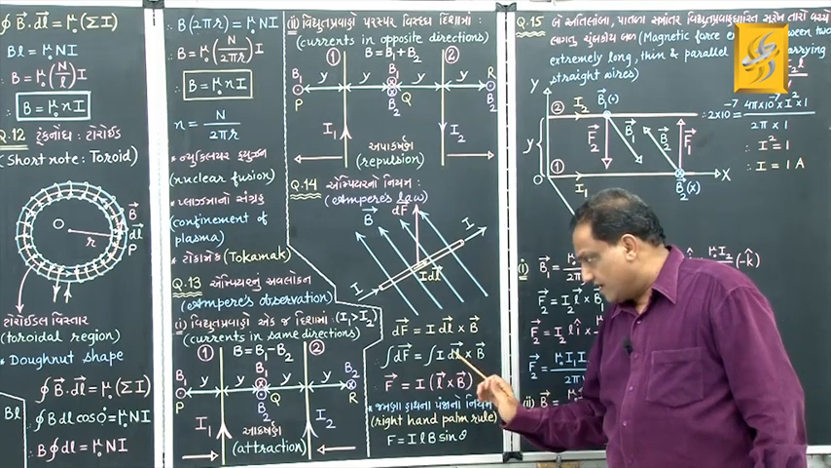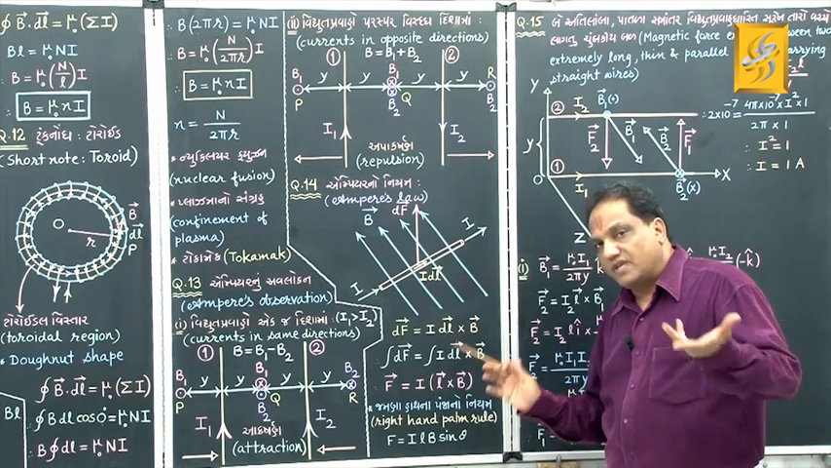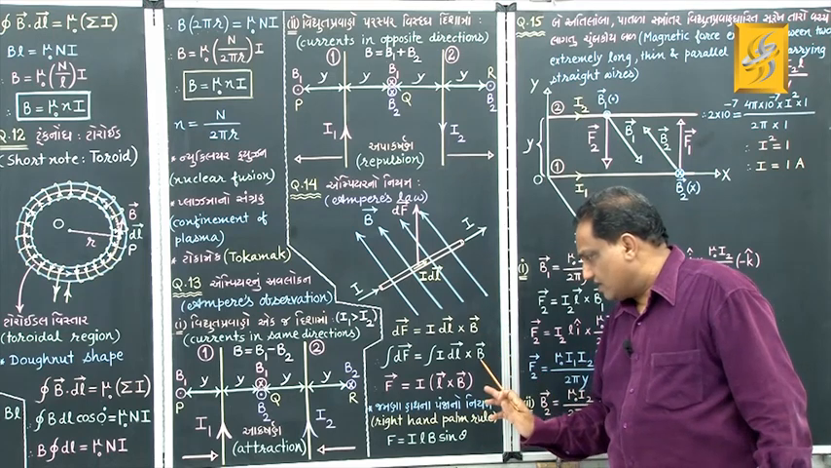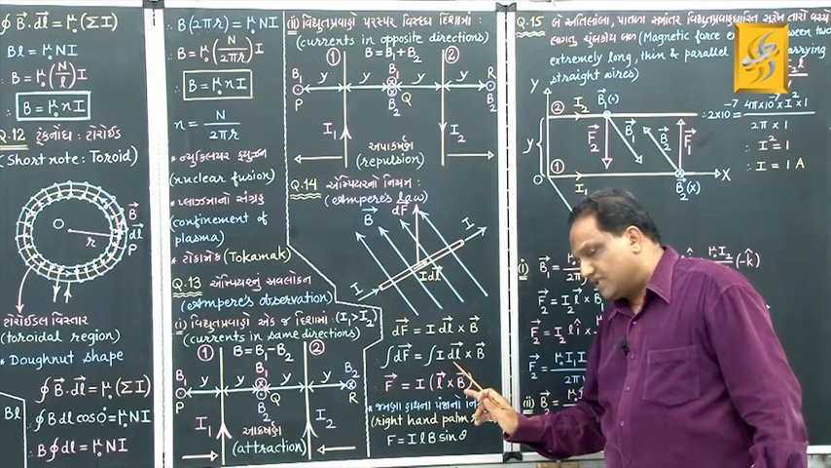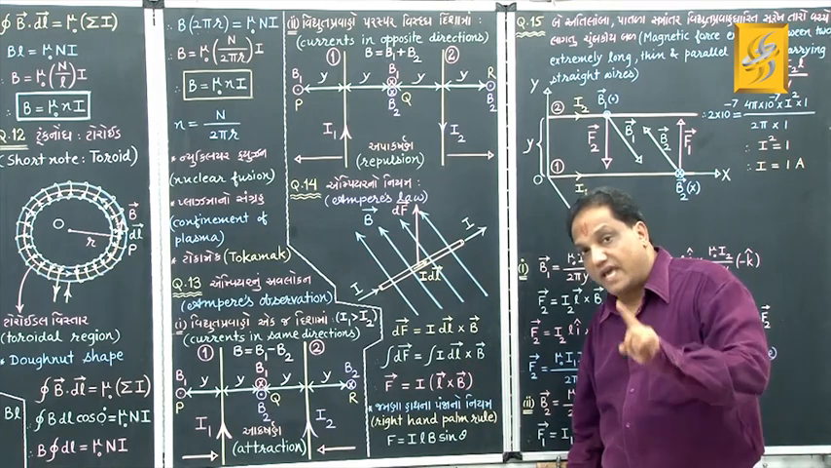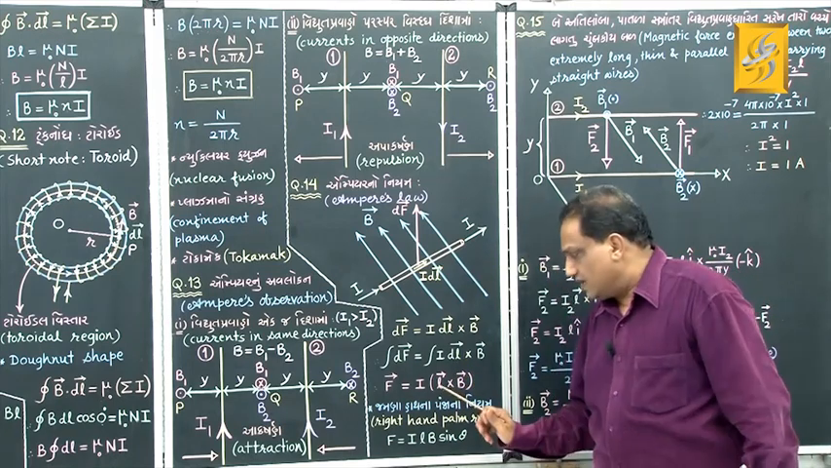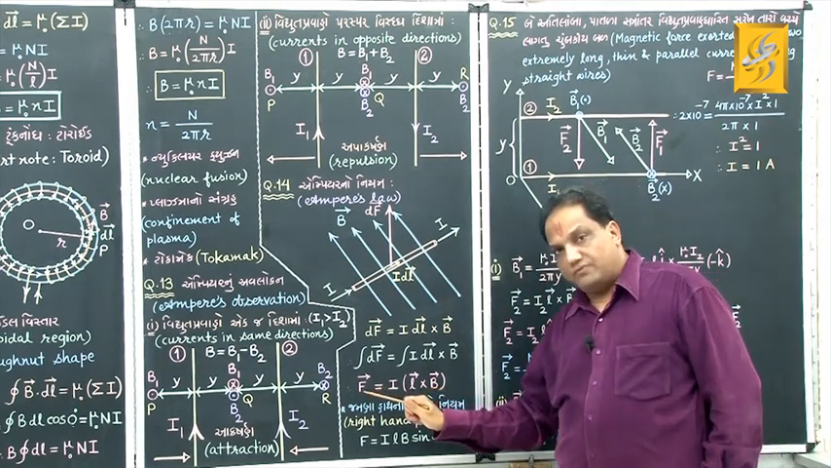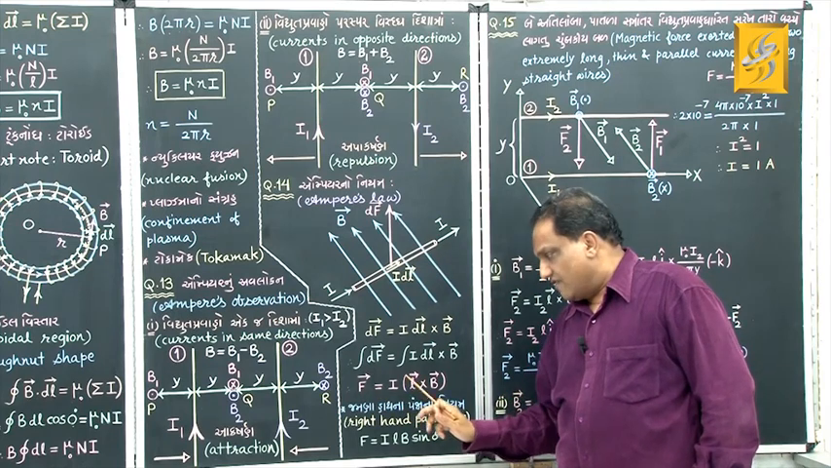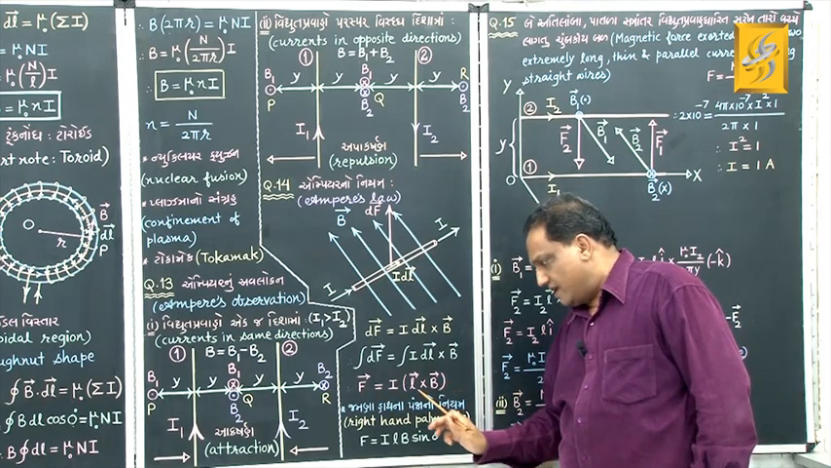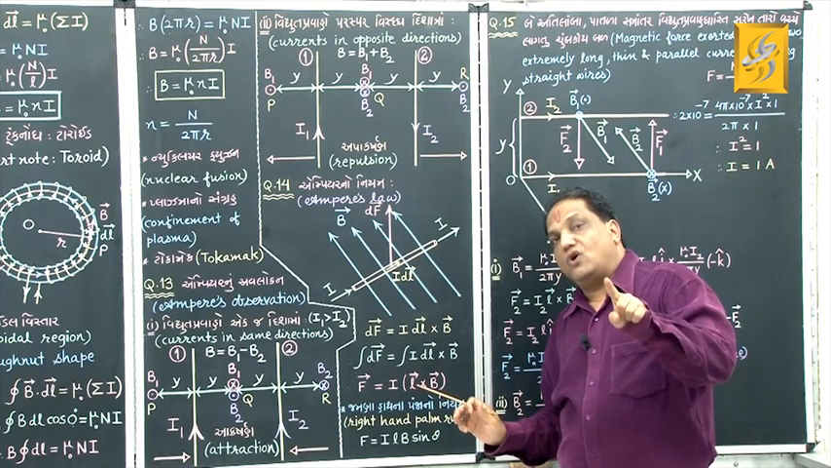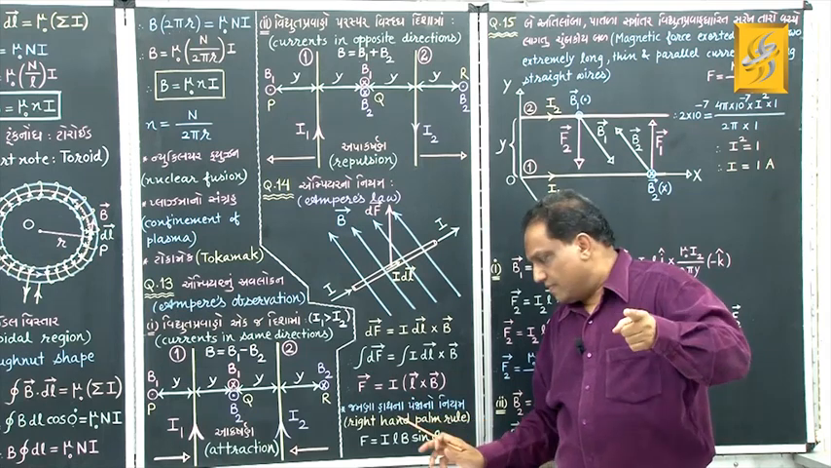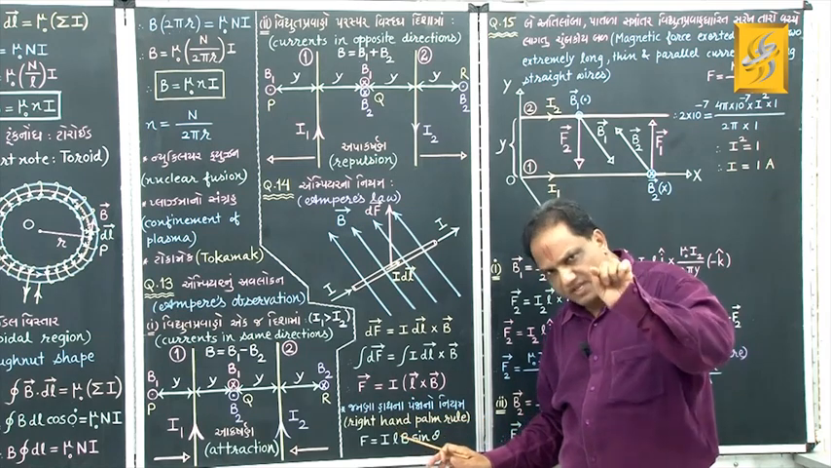But integration of vector dl will give you the total length vector, let it be vector L, cross vector B. Integration of vector dl is replaced by vector L, which is called the length vector. It is to be taken in the direction of current. Now, if you want the direction of vector F, you can find out the direction of vector L cross vector B using the law of right-handed screw, which you have studied in first semester. But compared to that law, the rule which I am showing now is very easy.